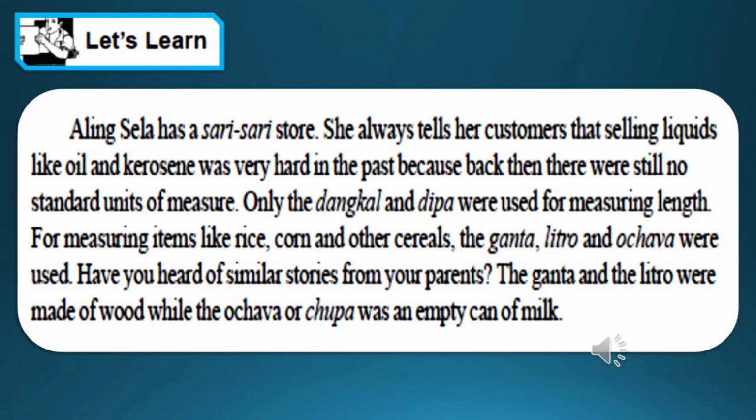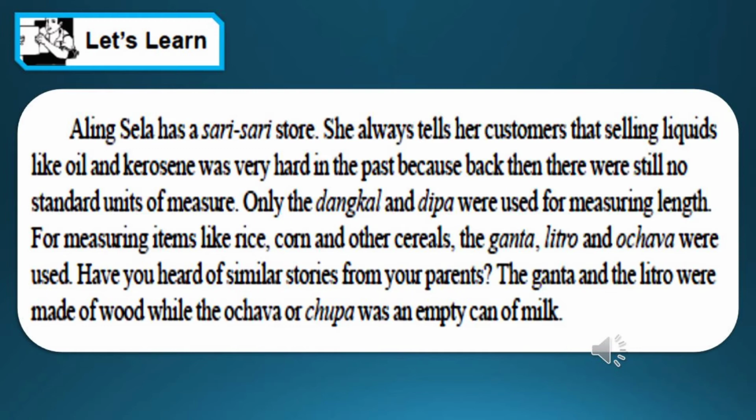Let's learn. Aling Sila has a sari-sari store. She always tells her customers that selling liquids like oil and kerosene was very hard in the past. Because back then, there were still no standard units of measure. Only the dangkal and dipa were used for measuring length. For measuring items like rice, corn, and other cereals, the ganta, litro, and otsaba were used.